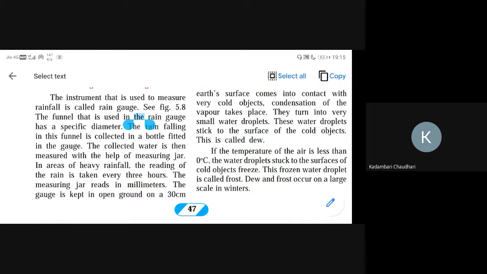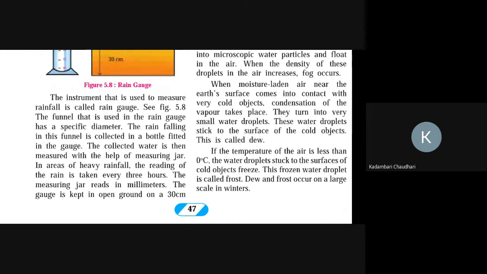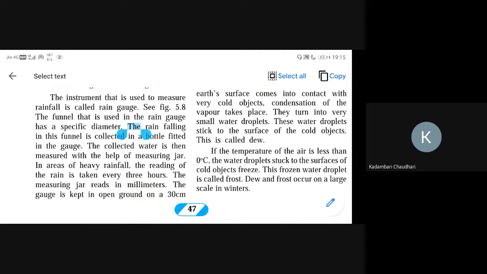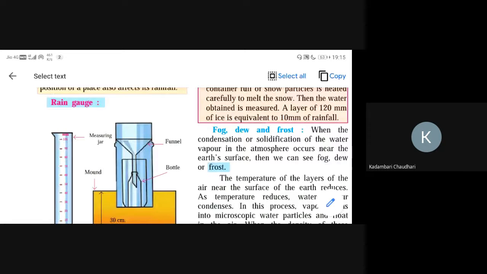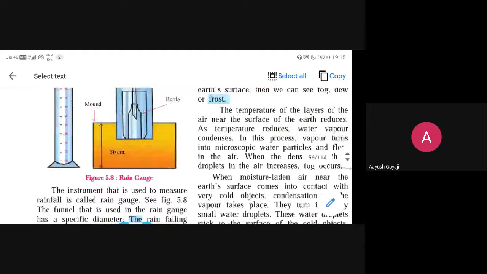The rain, see here, okay, the rain falling in this funnel is collected in a bottle which is fitted in the gauge. You can see this is the funnel. Funnel म्हणजेच मराठीमध्ये त्याला नरसाळे असं म्हटलं जातं. And that funnel collects the water and gets stored in this particular bottle. You can see in the figure.